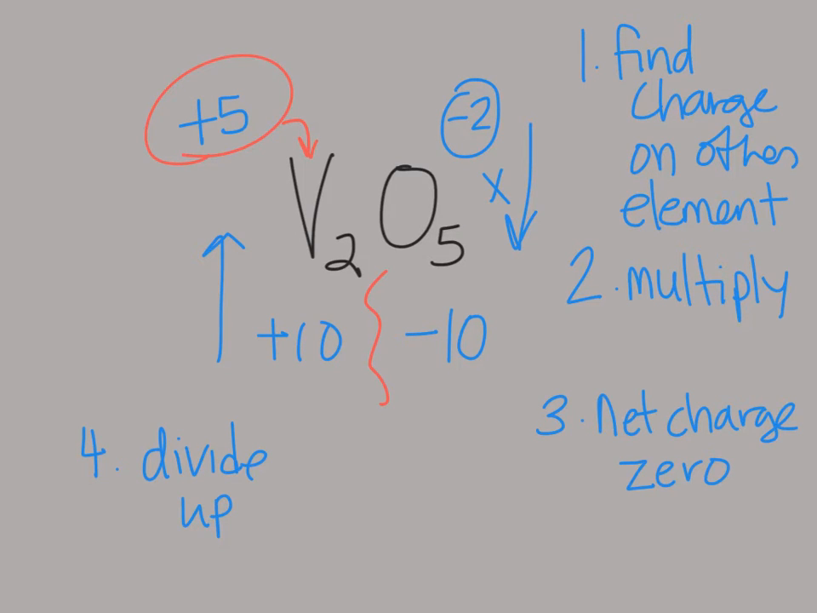So in the formula, in the name, we would call vanadium, and our charge gets to be a Roman numeral, and then we're going to name the second element, again, with just either a polyatomic or an IDE ending, depending on what the name of the second part is. So this is vanadium 5 oxide.